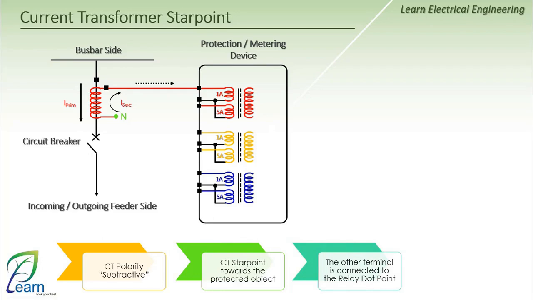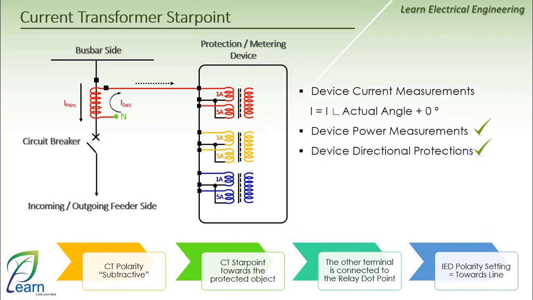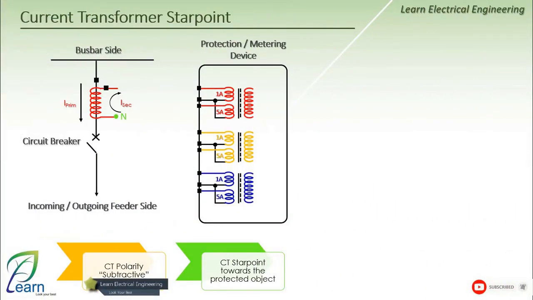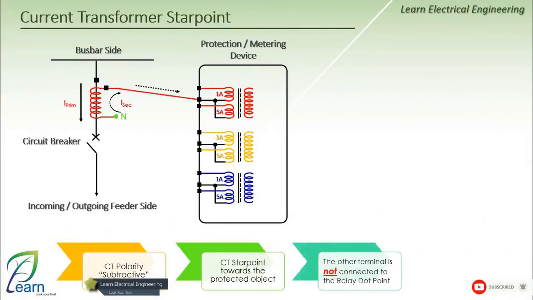In this case, the setting of the CT polarity inside the relay will be towards the line or standard, depending on the naming in each relay. Consequently, the relay will see the current with its angle and add a 0 angle to it, so the power reading will be correct whether it is exported or imported. Also, if I have any protection that depends on directions, meaning the direction of the current, it will also work correctly.